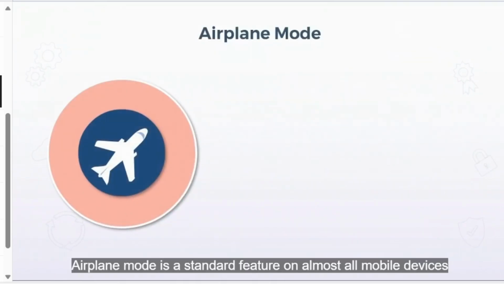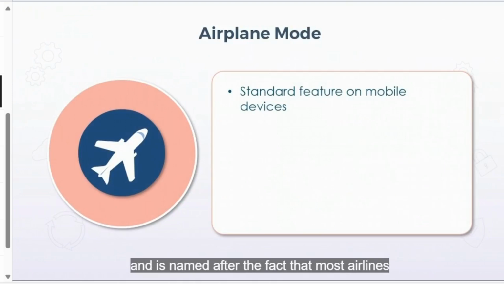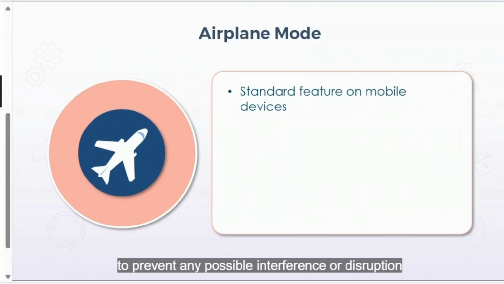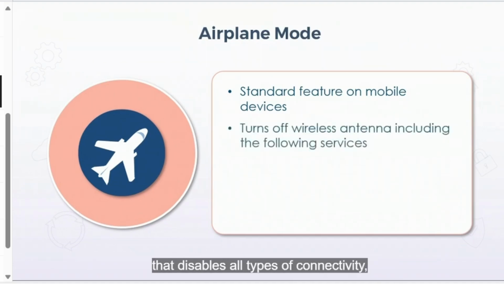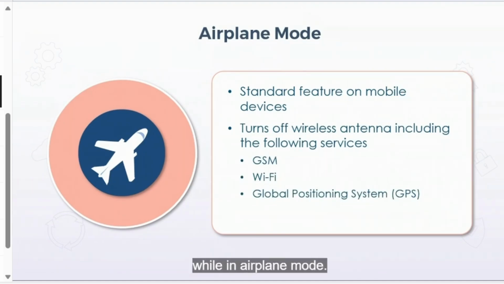Airplane mode is a standard feature on almost all mobile devices and is named after the fact that most airlines require you to disable all transmitting features of your device to prevent any possible interference or disruption in communication between the aircraft and air traffic control. Hence, airplane mode is usually just a single on-off feature that disables all types of connectivity, including your standard GSM service, Wi-Fi, and possibly GPS depending on the make and model. Most devices will still allow Bluetooth communications while in airplane mode.